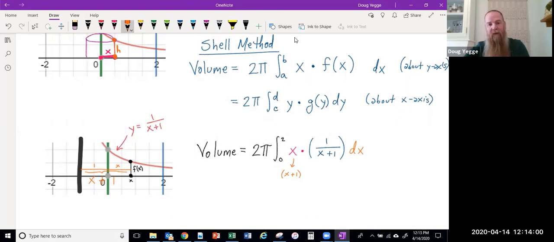Where the washer method would have been used before, now you have the shell method. Oh, and the washer method, can you imagine? The washer method would have been insane on this problem, because you would still have to break it up into two separate pieces, right? One below this line and one above this line, but you'd have the right minus left in both of those as well, and this would have just been insane with the washer method. So yeah, good question.